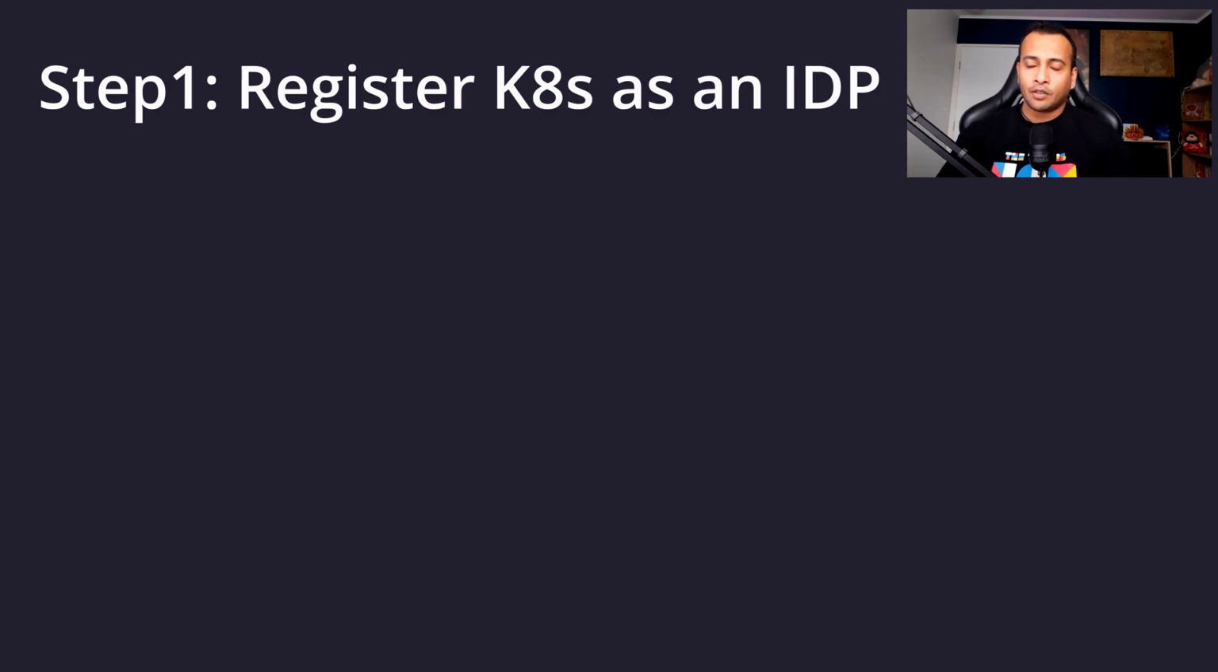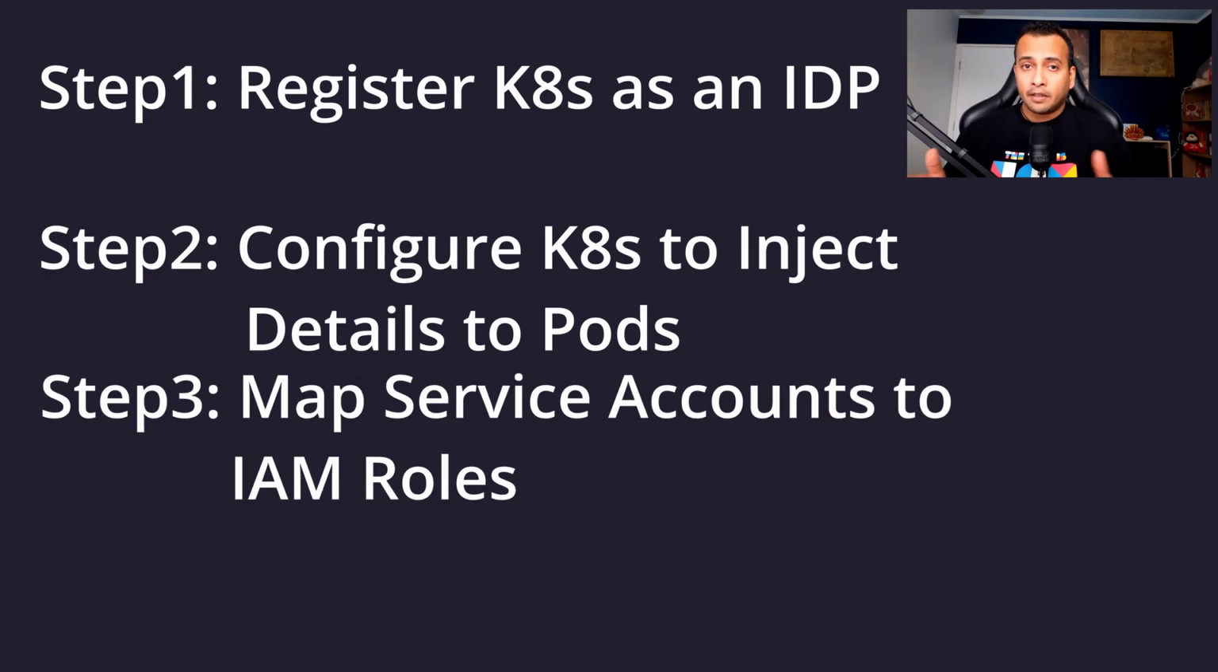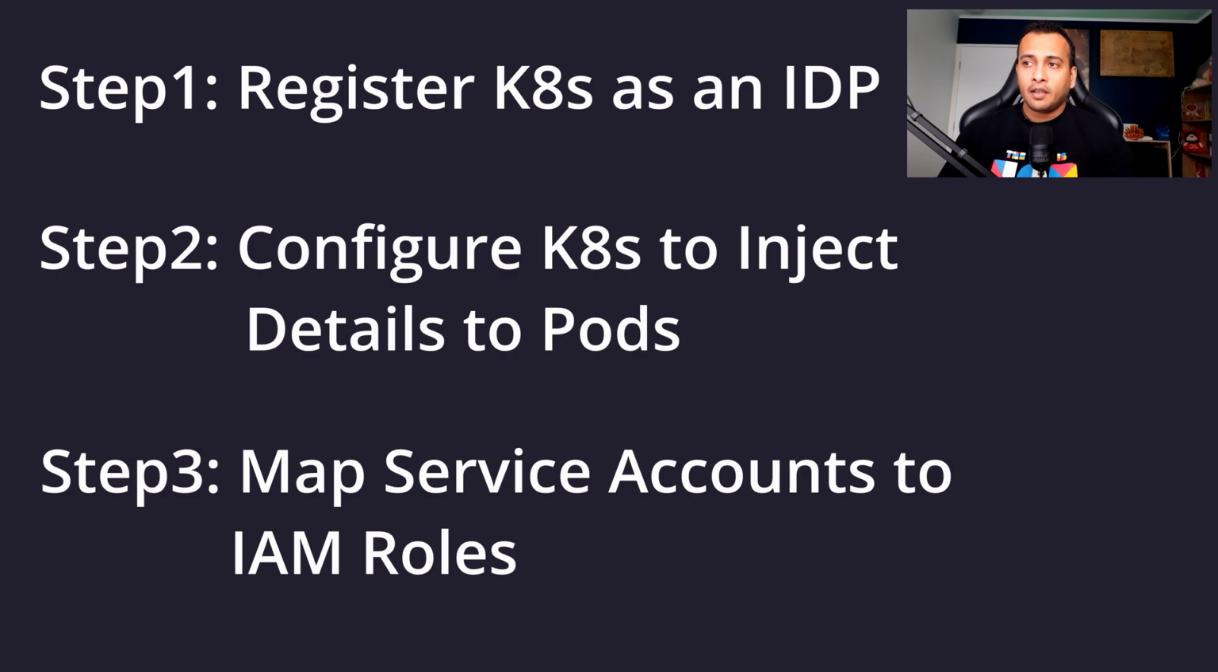Step number 1 would be to establish trust between AWS and Kubernetes, where Kubernetes would be an OIDC compliant identity provider. And step 2 would be configuring Kubernetes, where anytime a service account that is mapped to an IAM role is used on a pod, that pod is injected with proper environment variables. And the last step, step 3, being mapping the actual service account into IAM roles.